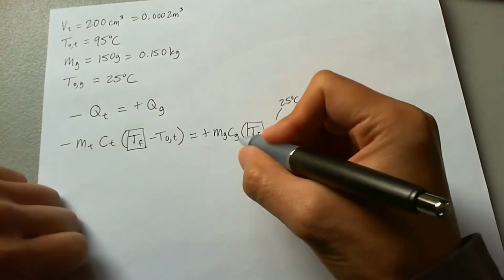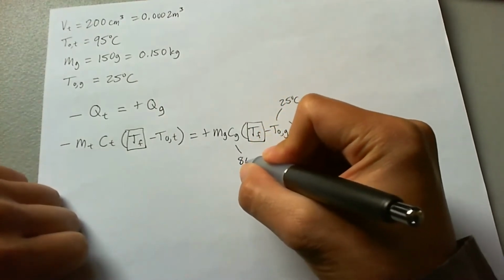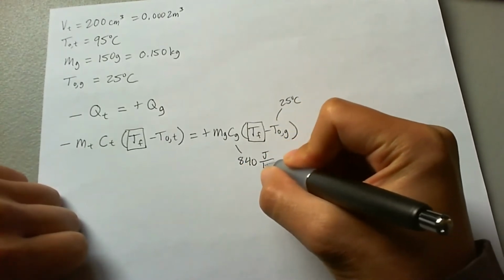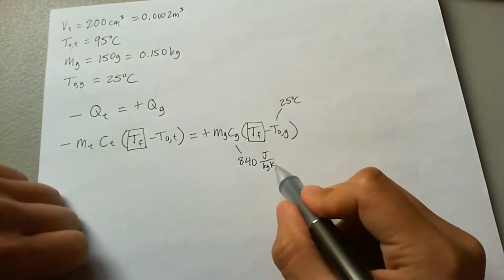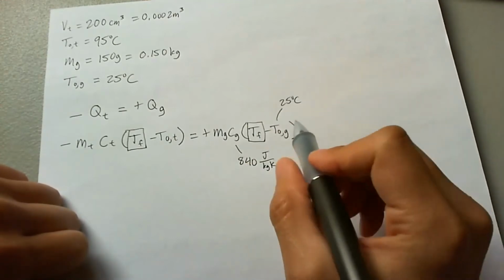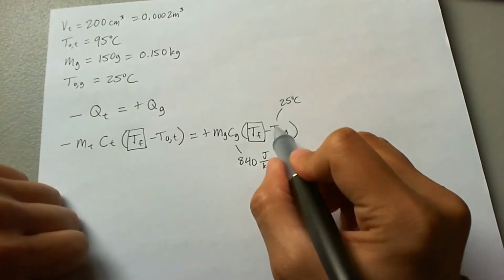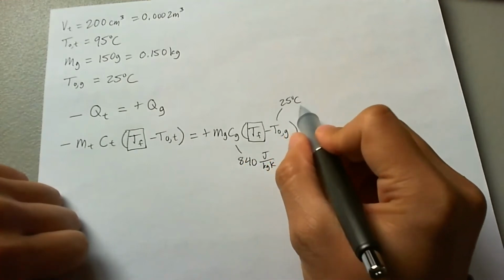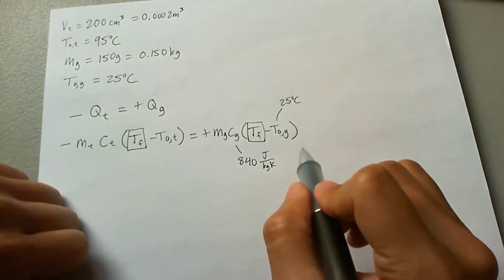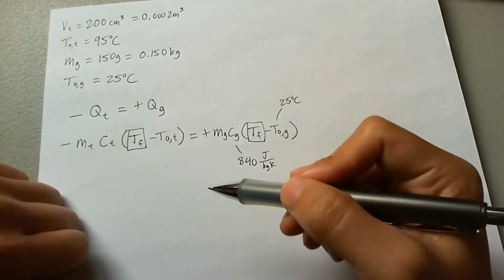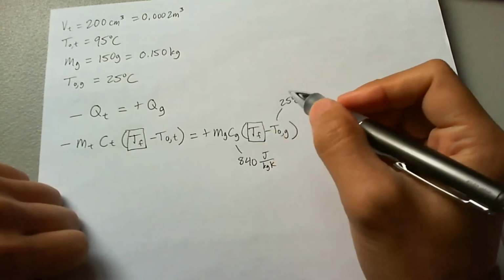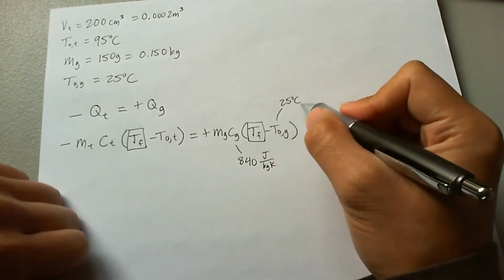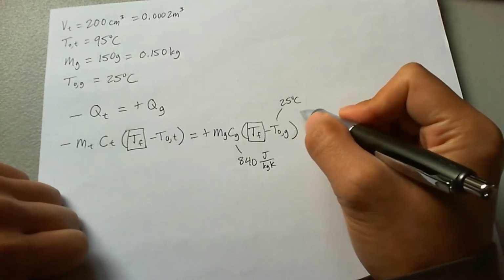The heat capacity of glass is, by looking up online, 840 joules per kilogram Kelvin. And yes, the unit is in terms of kilogram Kelvin. But here's a little tricky part. Because the change in temperature is, yes, the change in a Celsius unit temperature, it's the same as the change in a Kelvin unit temperature. Because if you go up 1 degree Celsius, you go up 1 degree Kelvin.